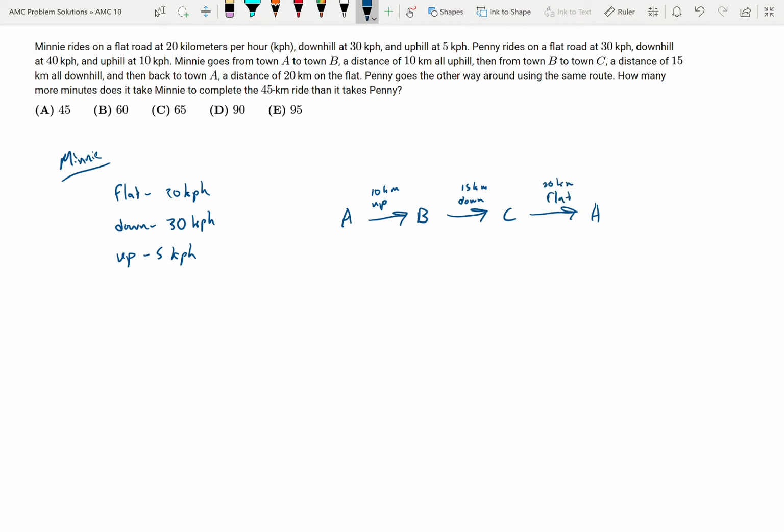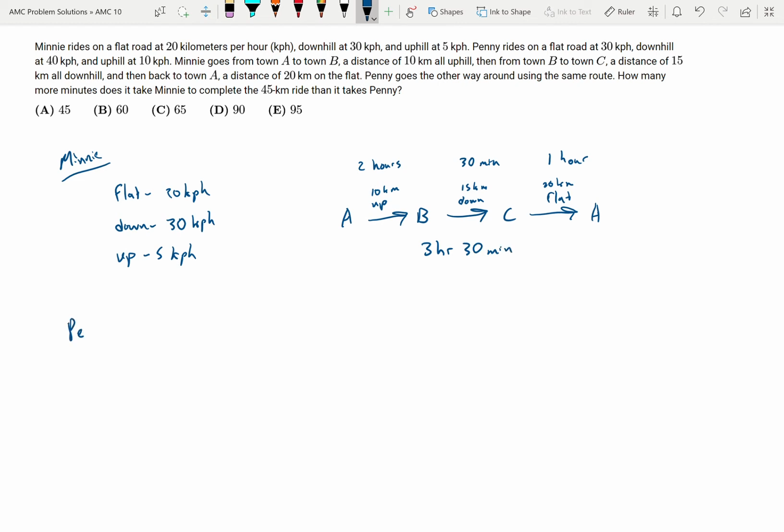So I'm going to look at her speeds and see how long it's going to take her. Uphill she goes 5 kilometers per hour, so that's 10 divided by 5. This is going to take her 2 hours. And then downhill, 15 kilometers. She goes 30 kilometers per hour on the downhill, so this will take 30 minutes. And then on the flat, she goes 20 kilometers per hour. This will take 1 hour, for a total of 3 hours, 30 minutes.